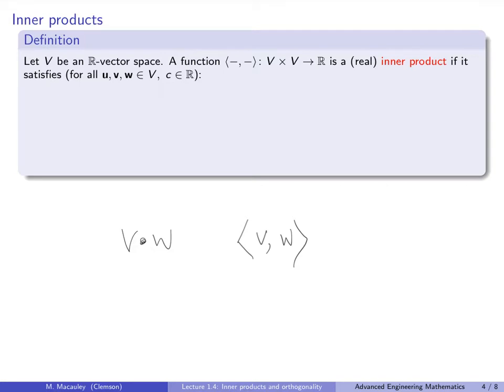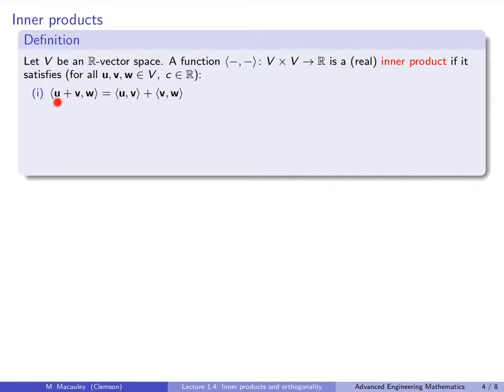So I'm going to use this angle bracket, and I'm going to put these 2 dashes in here to denote the fact that v and w are missing. So this is a function where there's 2 entries. That means that these 2 entries both come from V, so it is a function from V cross V. It takes in ordered pairs of vectors and spits out a real number. So a function like this is a real inner product if it satisfies, for all vectors u, v, and w, and for all scalars c, the following conditions.